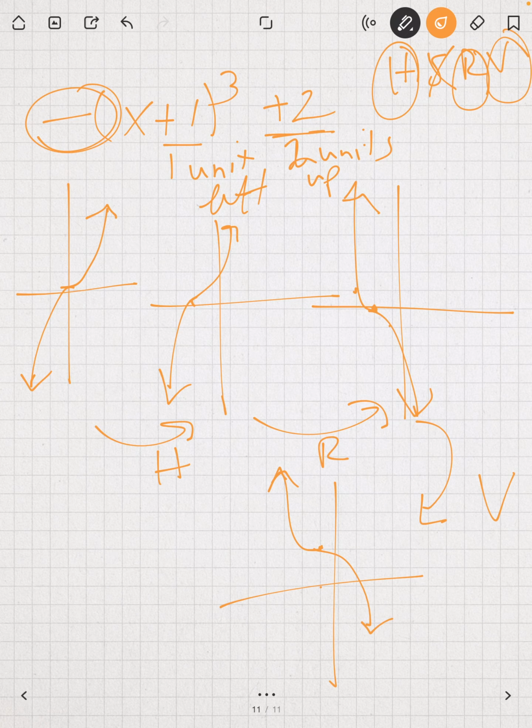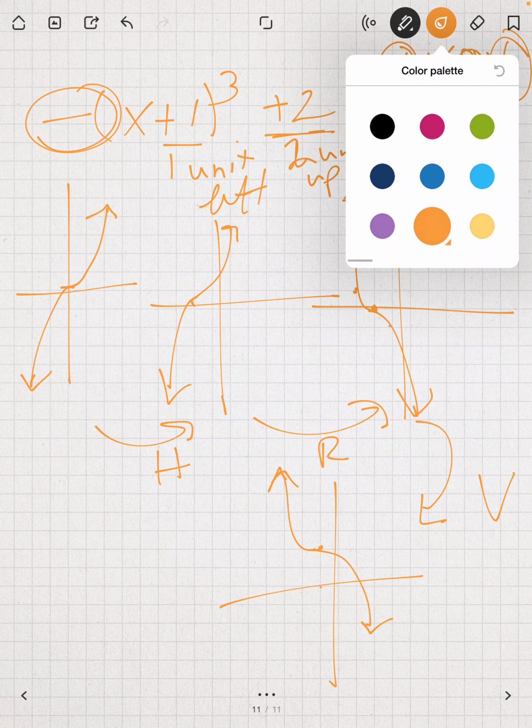And of course, you can still draw your table, you can calculate each of your points, and in fact, I'm going to encourage you to do so. But for the sake of time, I'm not going to calculate all of the points, and I'm going to apply our transformations directly.